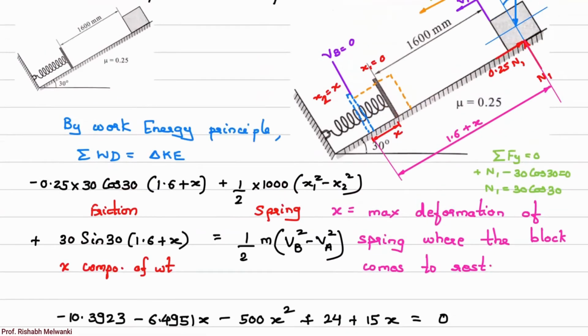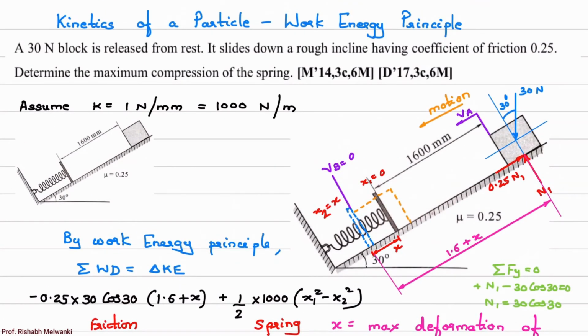So what we have calculated here? We have calculated the maximum compression of the spring. This is the free length and this is the compression x that we have calculated. When will we get maximum compression?